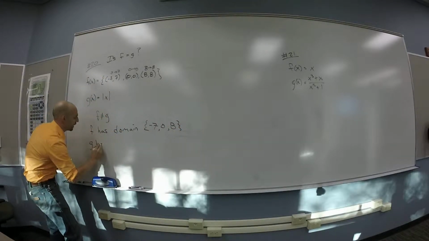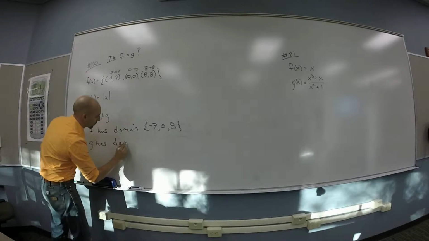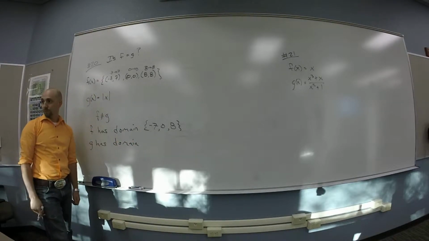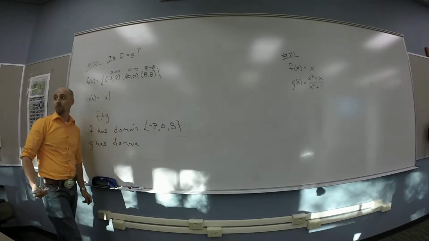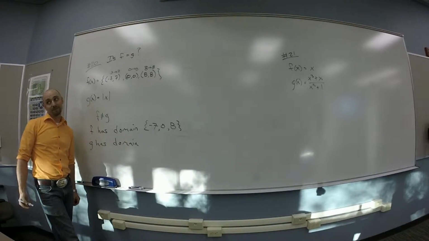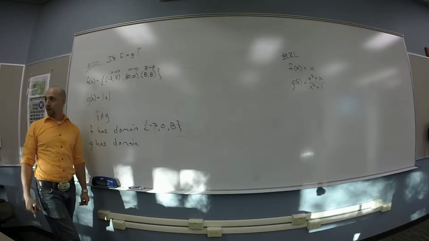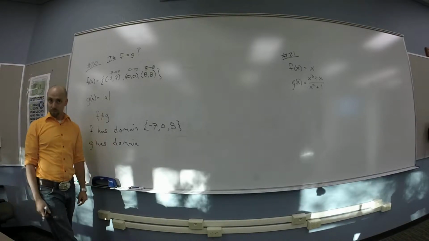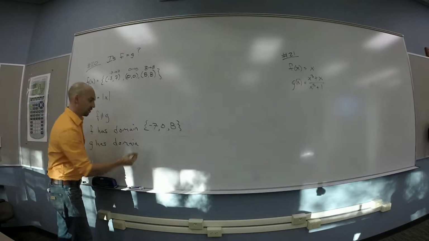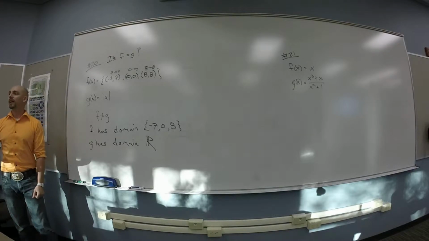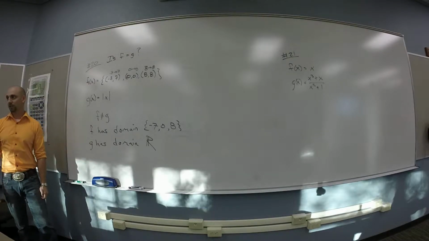G has domain, it can take any number. Domains, remember, are the inputs. Absolute value can take, regardless of positive or negative, any of the inputs. It outputs only positive things.